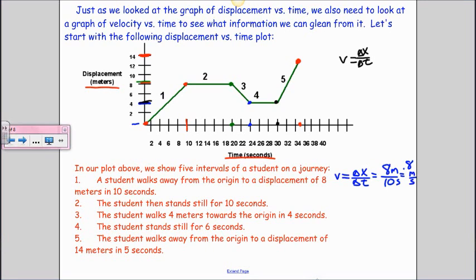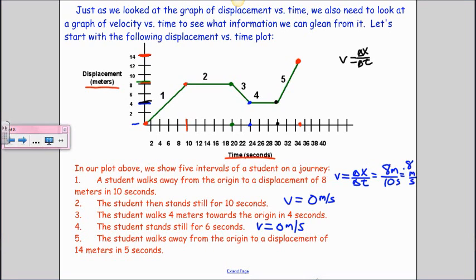And we can do the same thing for each of the other parts. Part 2 should be pretty easy. The student then stands still for 10 seconds. If they stand still, what is their displacement? 0. Anytime you have a 0 divided by something, multiplied by something, doesn't matter. Velocity is 0. If you do not move, you don't have a velocity. So which other one here is going to also be a velocity of 0? Number 4. The student stands still for 6 seconds. Velocity equals 0. So let's backtrack and try number 3.